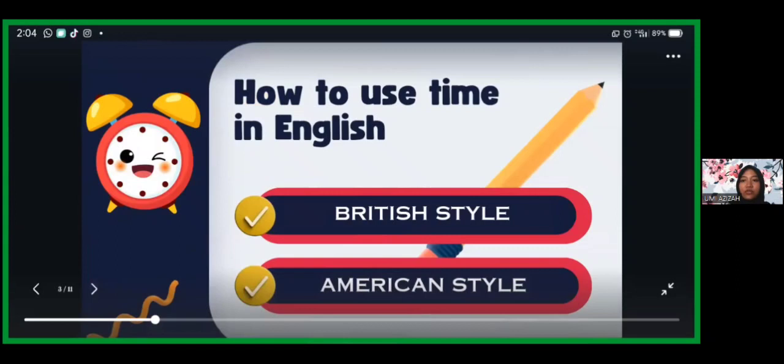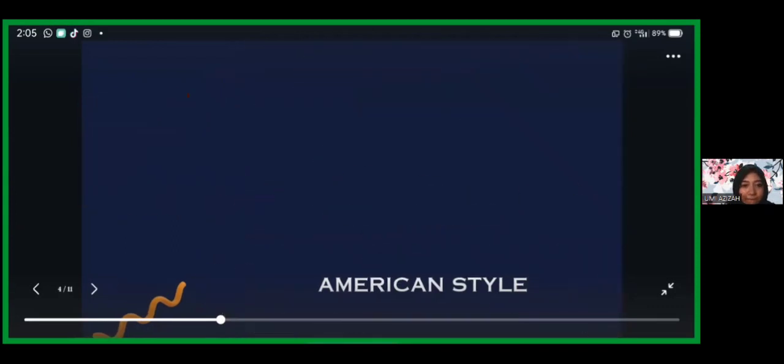Here, I have to tell you about time in English. There are 2 ways to tell time in English. The first one, you can use British style, and the second one, you can use American style. What are the differences between British style and American style? Okay, I will explain more about it later. But today, we will focus on British style first. Next slide, yeah.